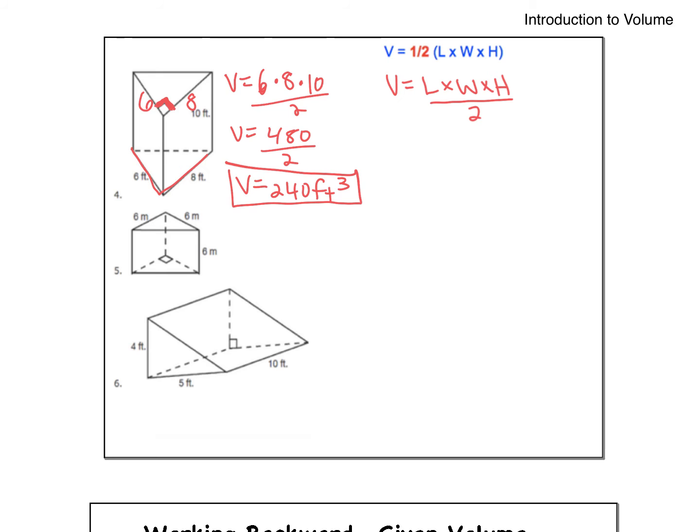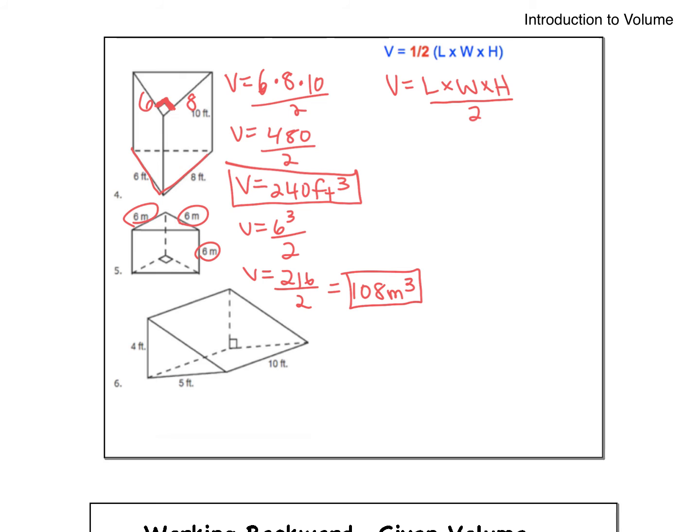All right, my next one is 6 times 6 times 6. So the volume equals 6 cubed, or 6 times 6 times 6. So I'm going to use that caret, that upside down triangle on my calculator. 6 caret 3, 6 raised to the third power. And then I have to divide it by 2. So I get volume equals 216 divided by 2. And I get 108 meters cubed.